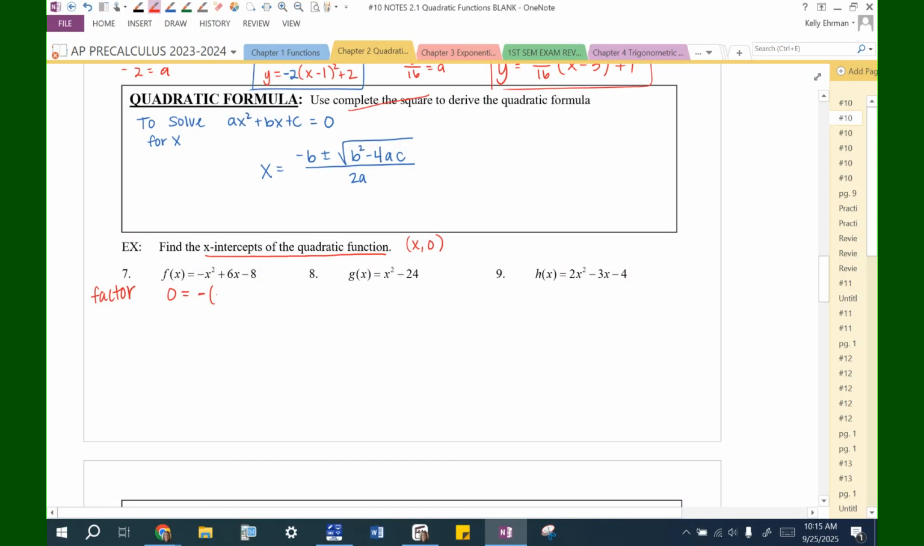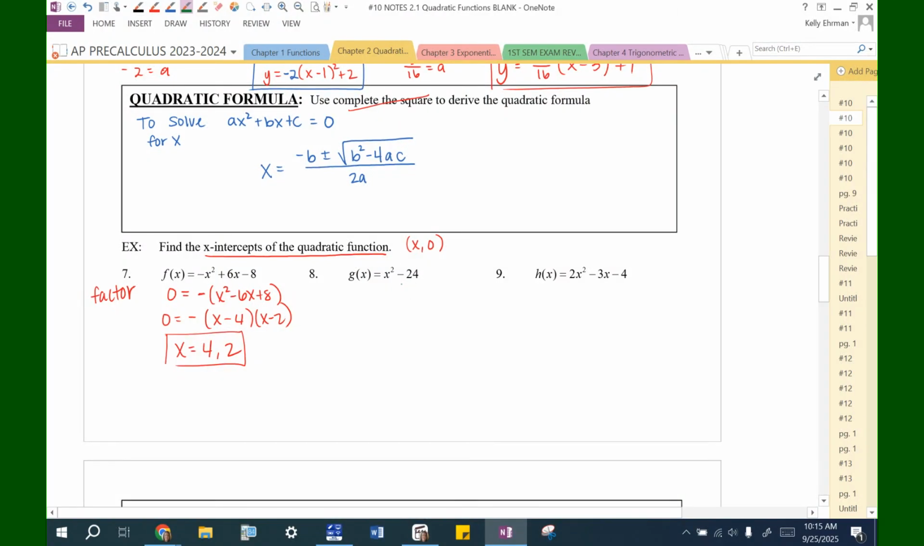I'm going to factor out a negative. I have to do that out of every term. This is just a little trinomial here. It's got to be x minus 4, x minus 2. So the x-intercepts are positive 4 and positive 2. I would get those same answers if I did quadratic formula. I just have to do the math correctly.